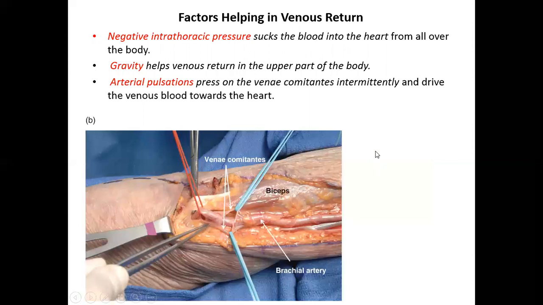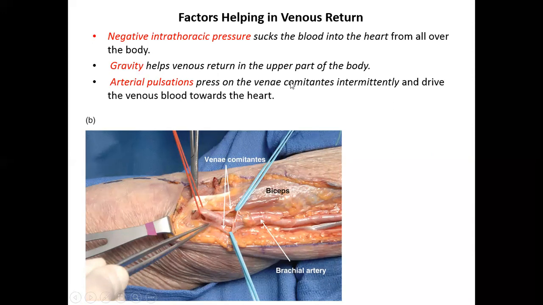There are a lot of factors which help in venous return. As we said, the blood flow within the vein is very slow. The reason is there is no pressure, there is no one to push the blood in the vein. So there are some factors which can help venous return, that means the blood from the vein has to reach the heart. So the first one is negative intrathoracic pressure, which occurs in the thoracic region and sucks the blood into the heart from all over the body.